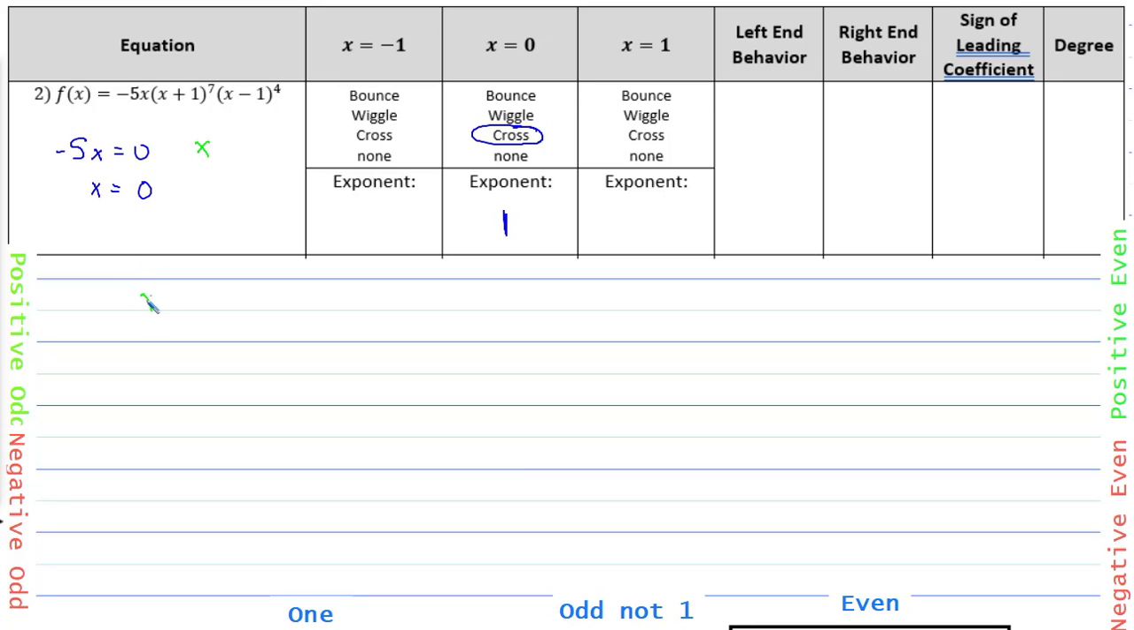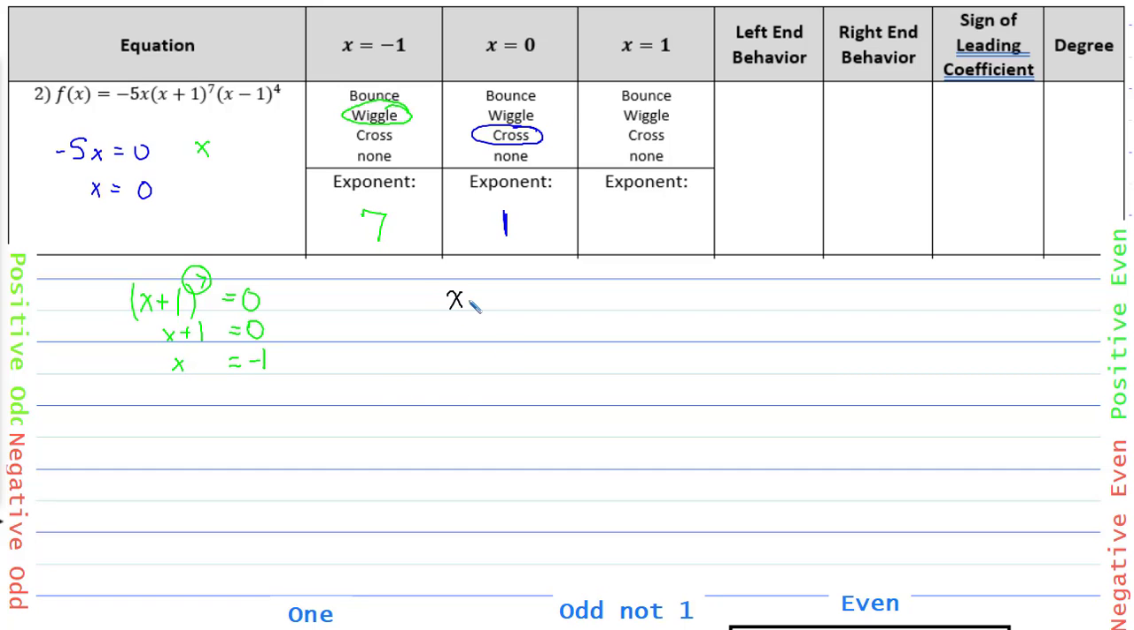(x plus 1) to the 7th power equals 0. Take the 7th root of both sides and we end up with 0. We subtract the 1 from both sides. And so x equals negative 1. So in that column, my exponent was 7. 7 is odd but not 1, so it's a wiggle.